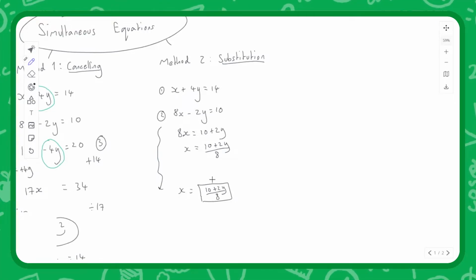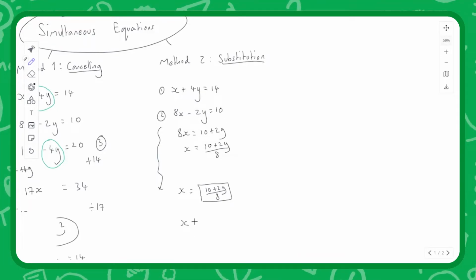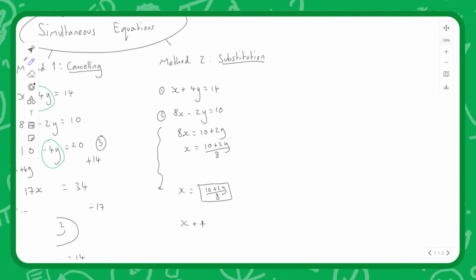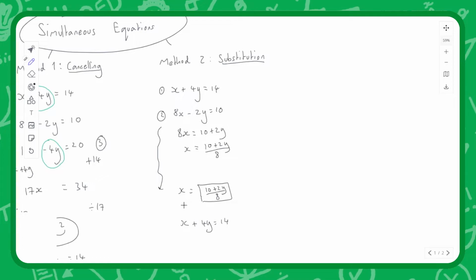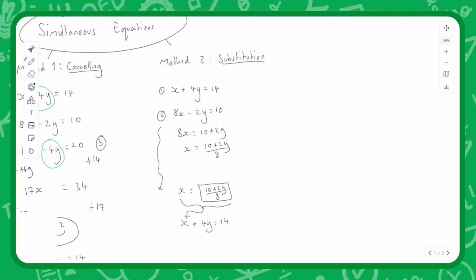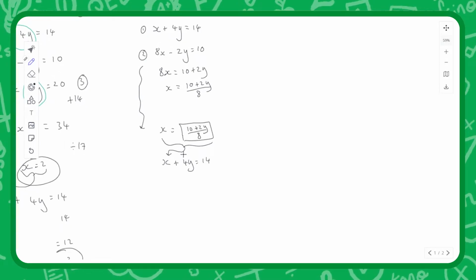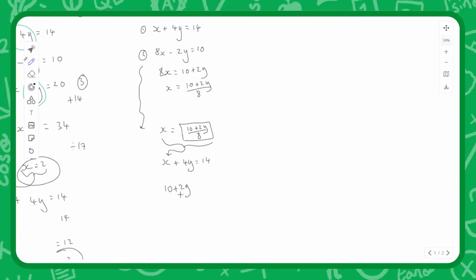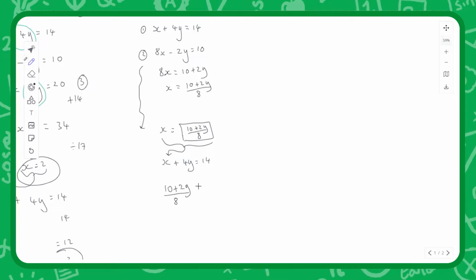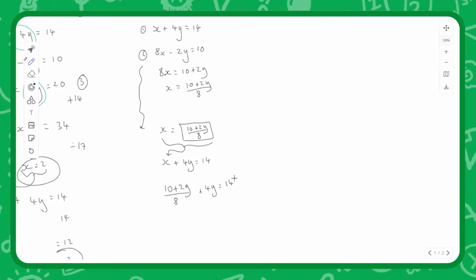So I can then take that and put it into equation 1. I'm going to copy out equation 1 down here: x plus 4y equals 14. I'm going to substitute this in for x. What that gives us is going to get slightly complicated. We're going to get (10 plus 2y) over 8, plus 4y, equals 14.